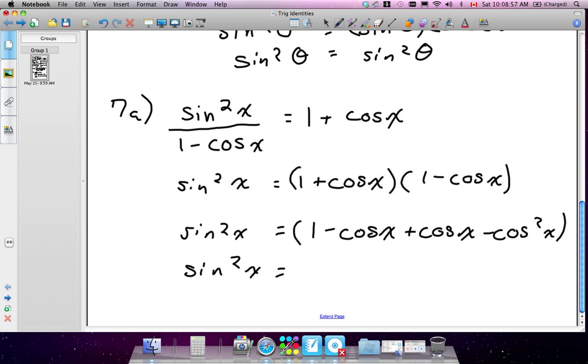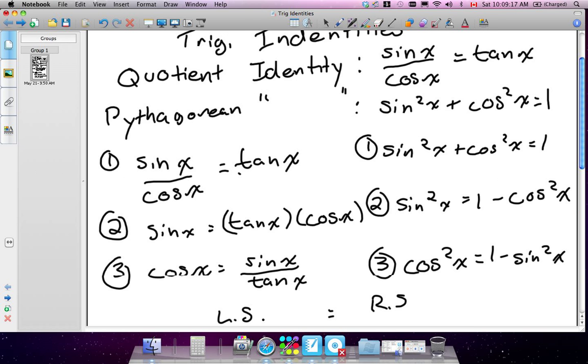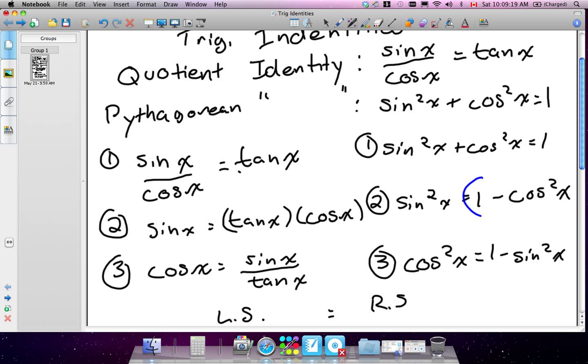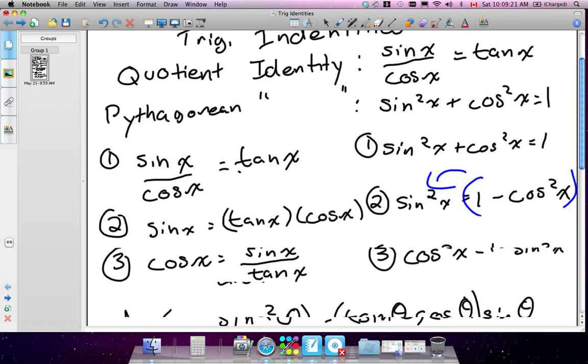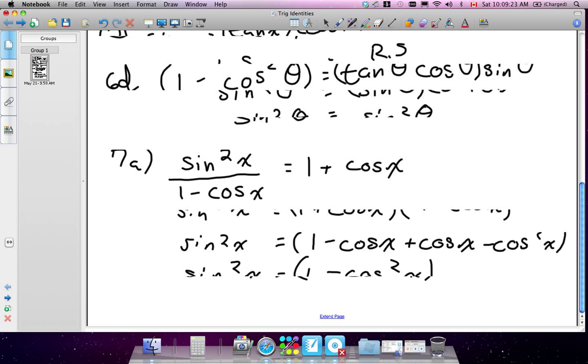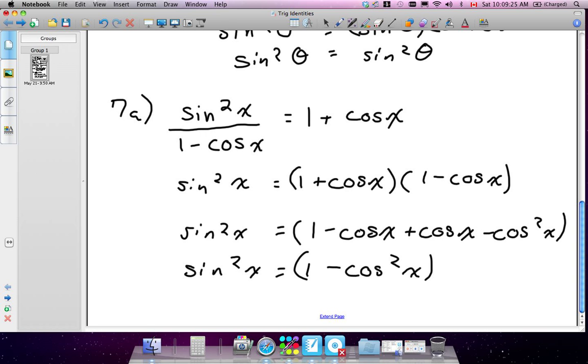Put it on the other side. I go to simplify. I have negative cos x plus positive cos x are going to cancel each other out. So I'm left with 1 subtract cos squared x. And now if we look at our trig identities from before, 1 subtract cos squared x is actually just equal to sine squared. So this itself is a trig identity.